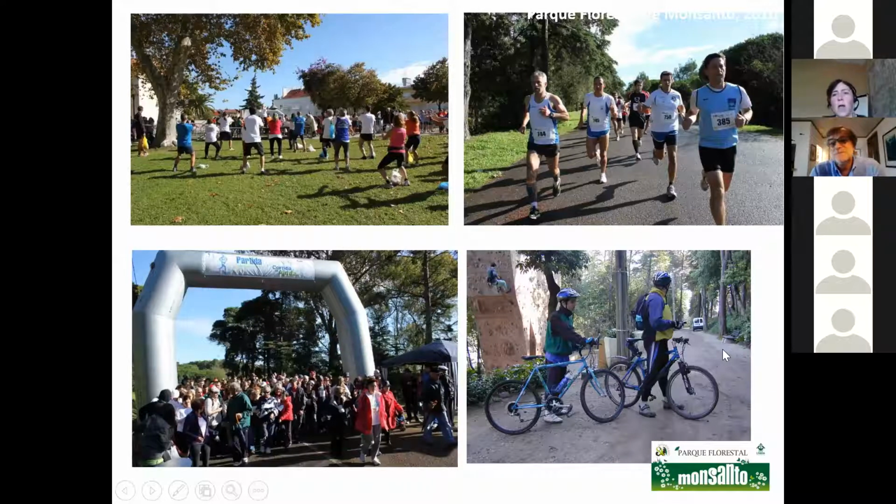So Fernando, can you tell us more about this biodiversity that you have mentioned that is in your park and how it relates to the biodiversity strategy from Lisbon?